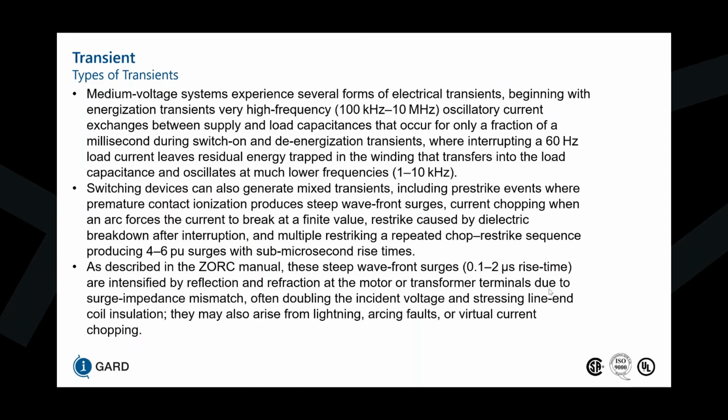As described in our ZORC manual, these steep wavefront surges can be between 0.1 to 2 microseconds in terms of rise time, and are intensified by reflection and refraction at the motor or transformer terminals due to surge impedance mismatch, often doubling the incident voltage as these two signals meet at one point, and stressing line and coil insulation. They might also arise from lightning, arc faults, or virtual current chopping.